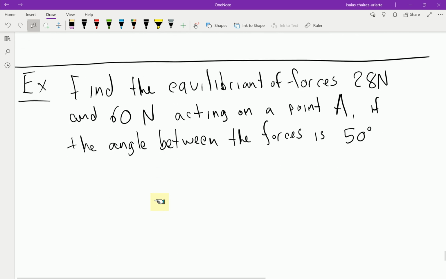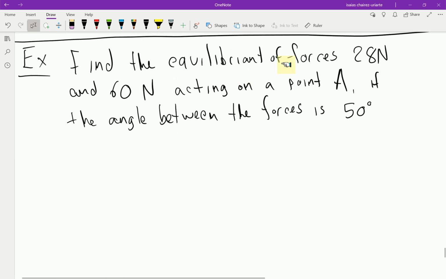Okay, so let's find the equilibriant of forces 28 newtons and 60 newtons acting on a point A if the angle between the forces is 50 degrees.